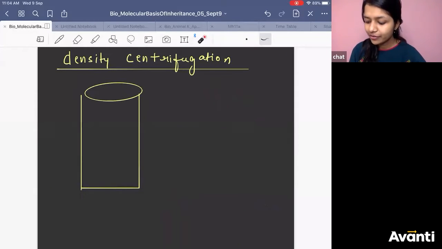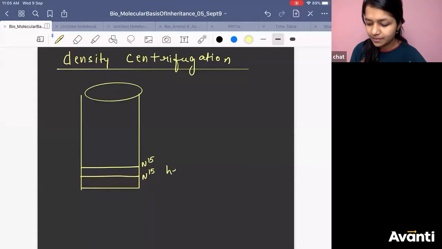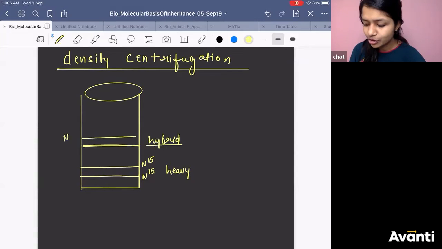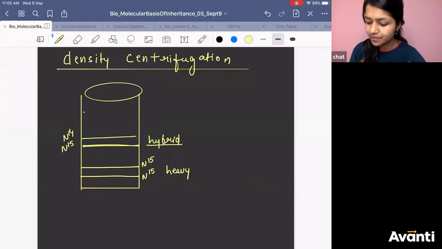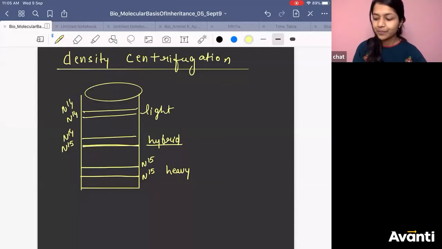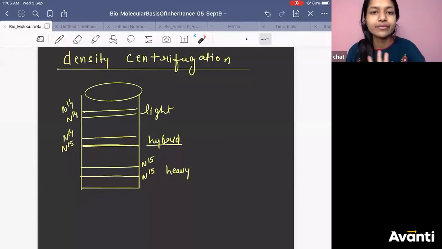So if something is coming here, it must be N15, N15, heavy, right? If the DNA strands make a band here in the middle, matlab it is hybrid, right? One strand should be N14 and the other strand should be N15. And if it is coming at the top, matlab very light, N14, N14. So this is how they could confirm things.